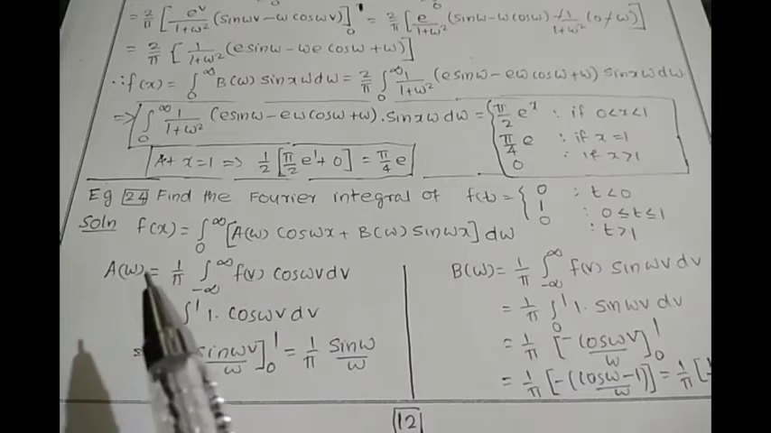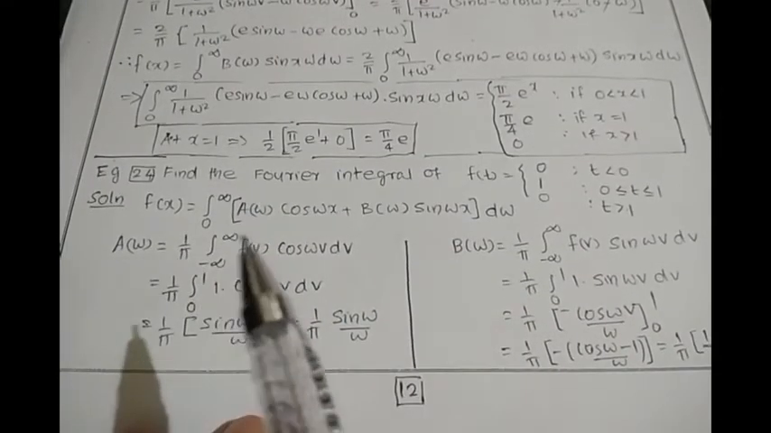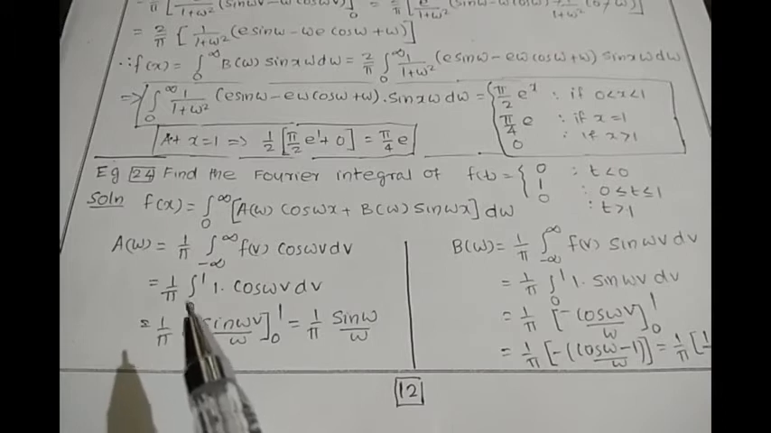We have to find out both a omega and b omega. Here a omega is 1 by pi integral minus infinity to infinity f of v cos omega v dv, and f of v is 1 in between 0 and 1. So we have to write 1 by pi integral 0 to 1, 1 into cos omega v dv.